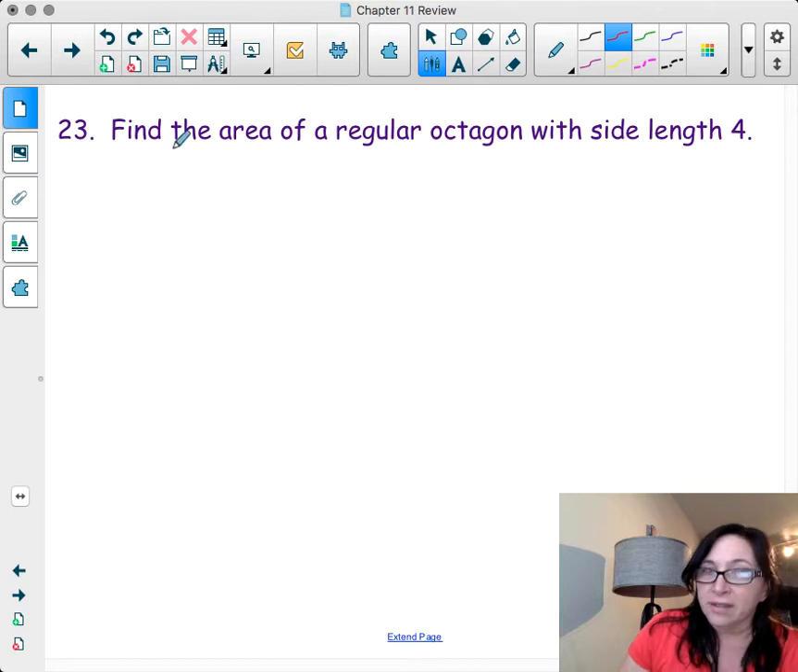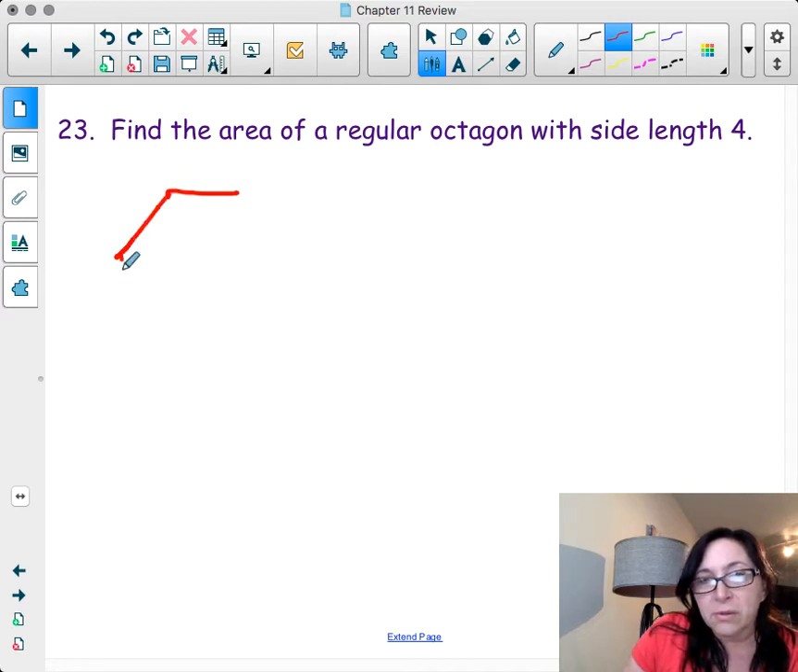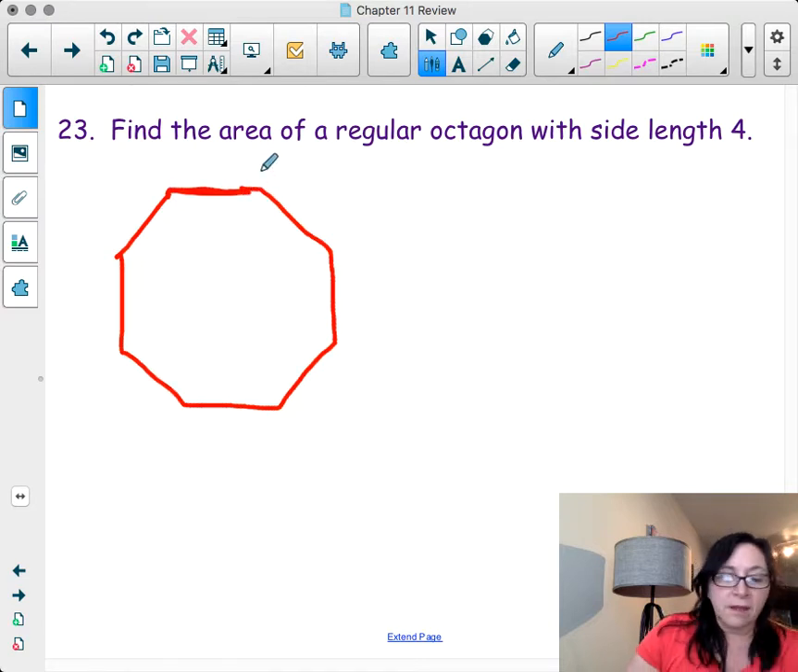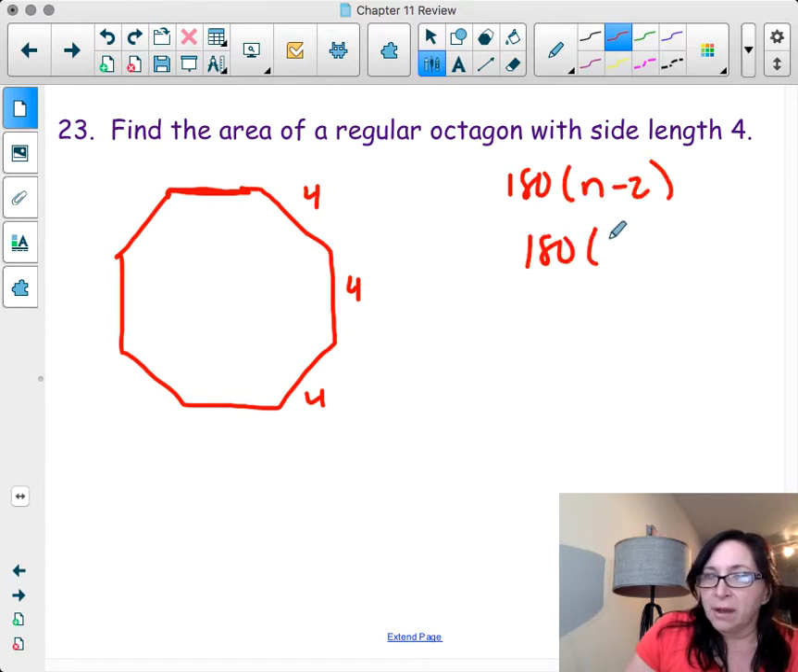Find the area of a regular octagon with side length 4. Now this one you might need your calculator for. I know it says to skip this on the solutions online, but let's see if we can do this. 2, 3, 4, 5, 6, 7, 8. What you need to know about this is we need the sum of all the angles inside. We know the lengths are 4. So we're going to go 180 times n minus 2. So 180 times 8 minus 2, 180 times 6.